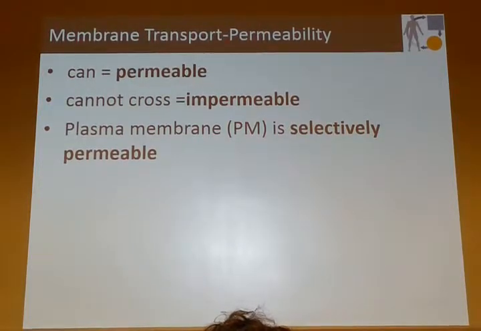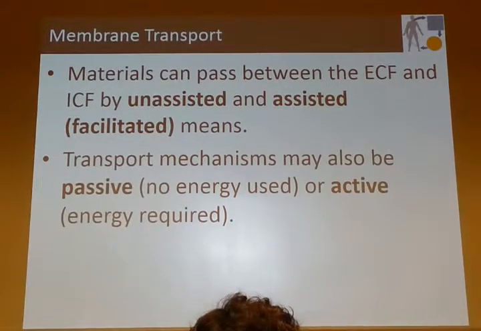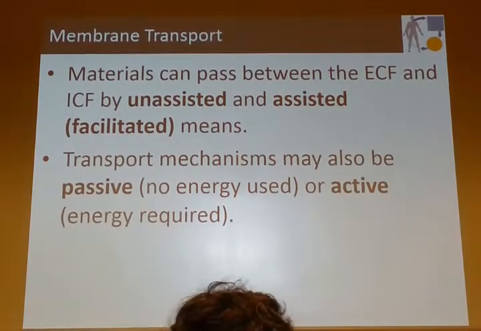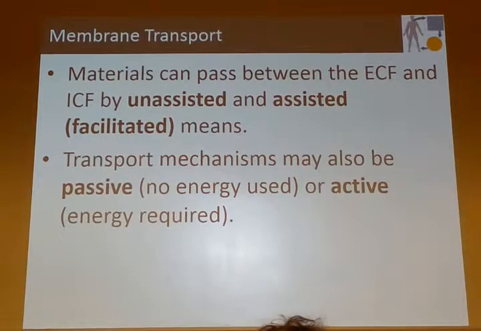So the plasma membrane being selectively permeable means not everything is going to go across the plasma membrane. So if it needs assistance, it is called facilitated or assisted diffusion or assisted transport. If it's happening all by itself, no protein involved, there's a channel there, but the protein isn't actually helping, it's just providing a hole for things to go through by the concentration gradient or electrical gradient, then it's unassisted.